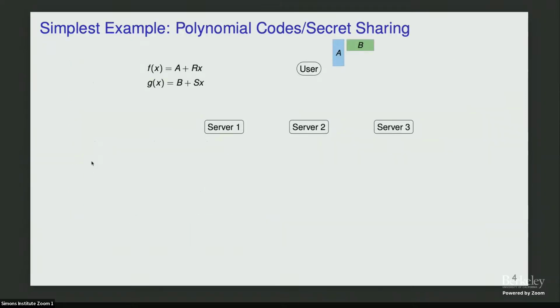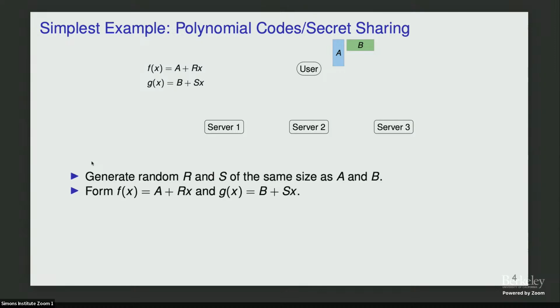Going back to our problem, I'll show the simplest way of solving something like this, and then we'll talk about how one can extend that. The simplest way is using polynomial codes, or some sort of generalized version of secret sharing. For this setting, we're going to have our matrices A and B, and we'll have three servers, and we'll assume that the servers don't know who each other are, so they don't talk to each other. Then you generate some random matrices, which are going to work as random keys, and you generate these polynomials: your A plus Rx, your B plus Sx.